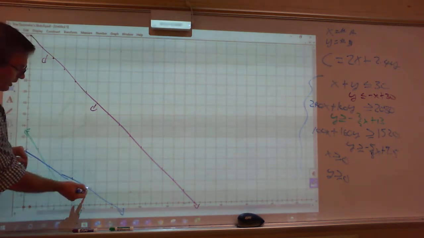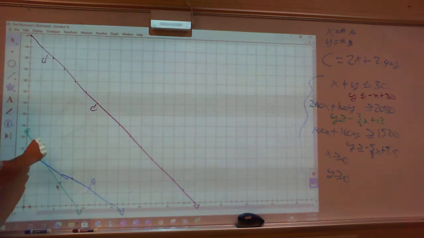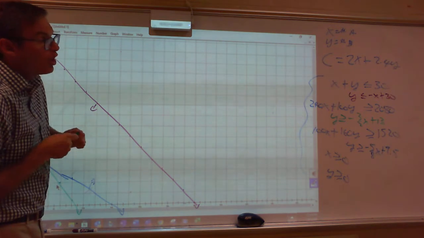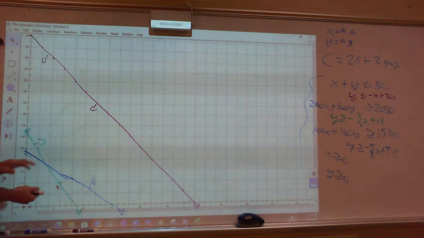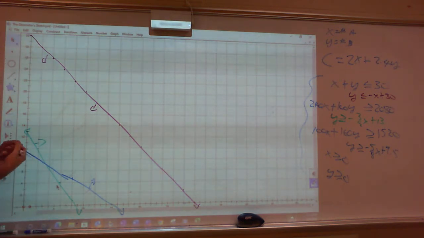Both of these are shading up. That one's shading up. This one's shading up because y is bigger. We're in the first quadrant. And since we're in the first quadrant, this is our region.